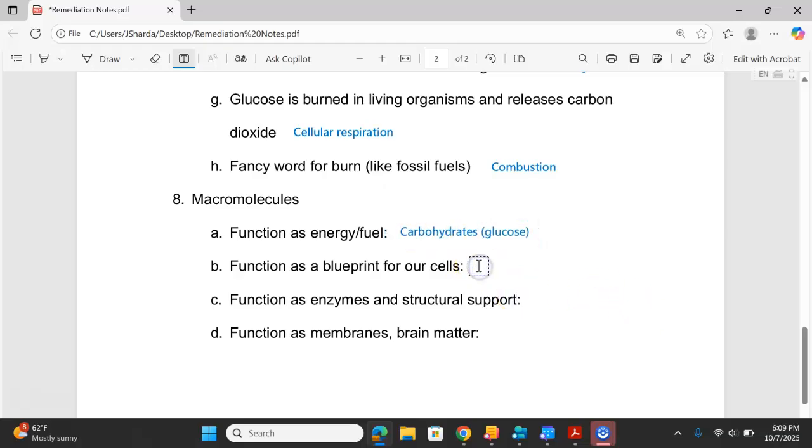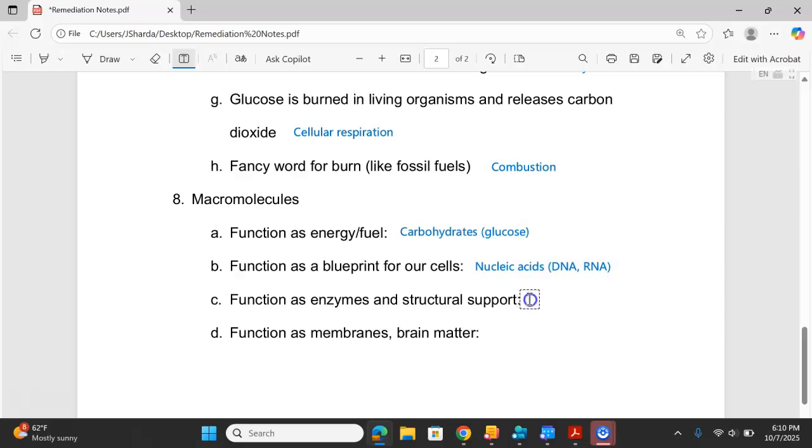Okay, and our blueprint for our cells. Okay, these are nucleic acids. There are only two examples of these. DNA and RNA, the N and the A stand for nucleic acid. Deoxyribonucleic acid, ribonucleic acid. Okay? These function as a blueprint for our cells because they tell our cells which proteins to make. It is essentially the instruction manual for our bodies.